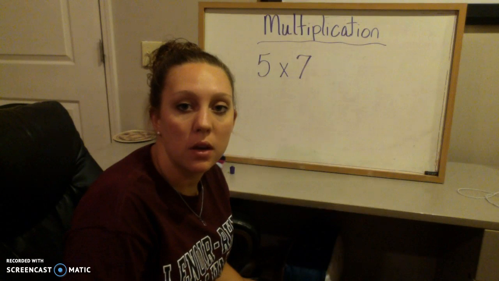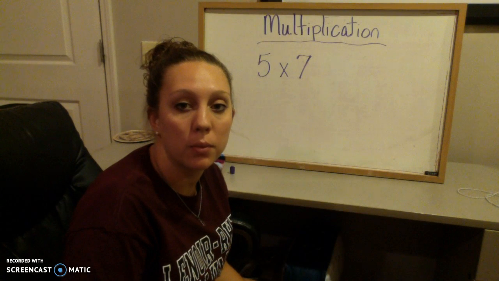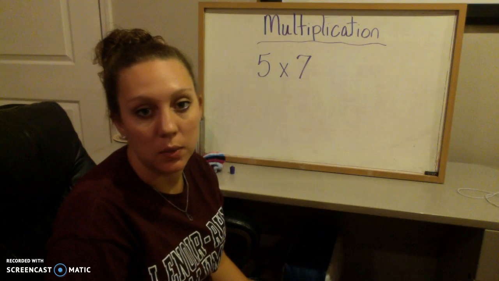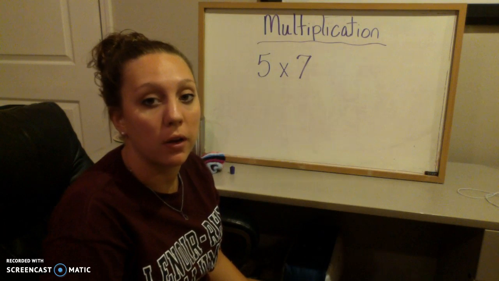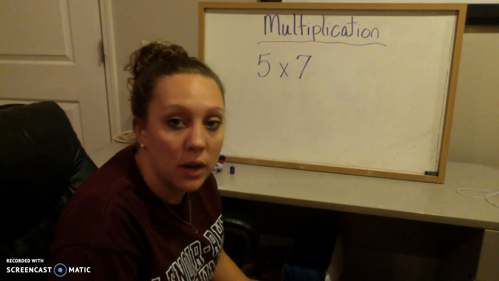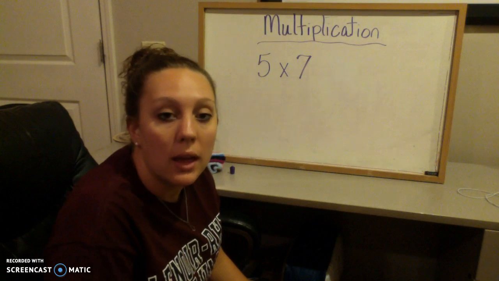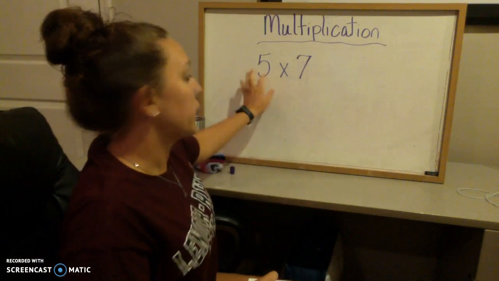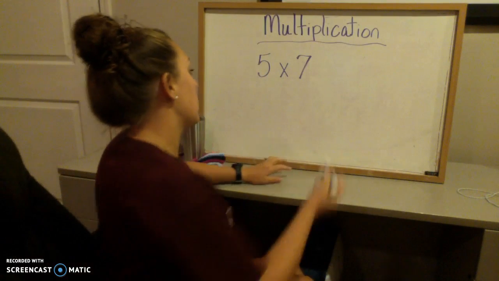Okay, so for this video, we're going to work on 3 different problems for multiplication. And we're going to go through the different ways that we can figure out a multiplication problem. And this is concerning us trying to find perimeter and area. So our first problem is going to be 5 times 7.